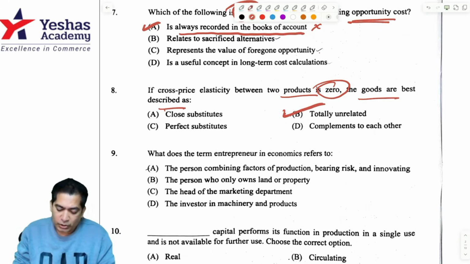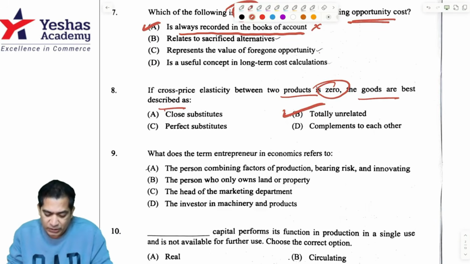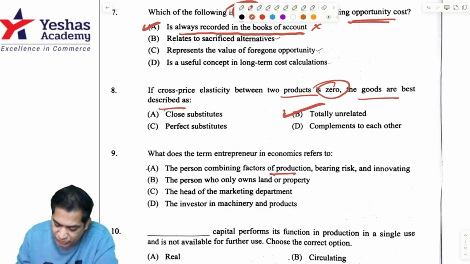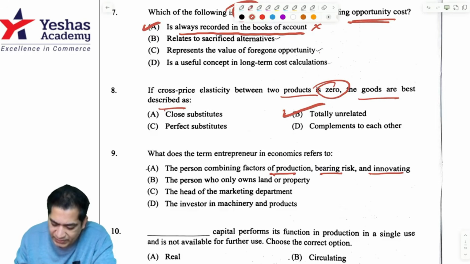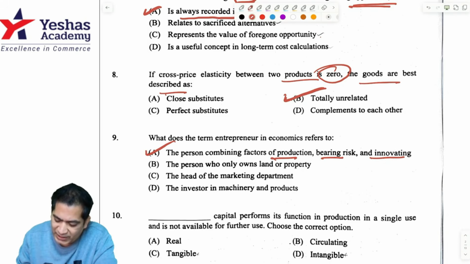What does the term entrepreneur in economics refer to? A person combining factors of production, bearing risk and innovating. Schumpeter said that. So that will be the answer. Everybody who owns land and property is not an entrepreneur. Head of marketing department is not an entrepreneur. All right.